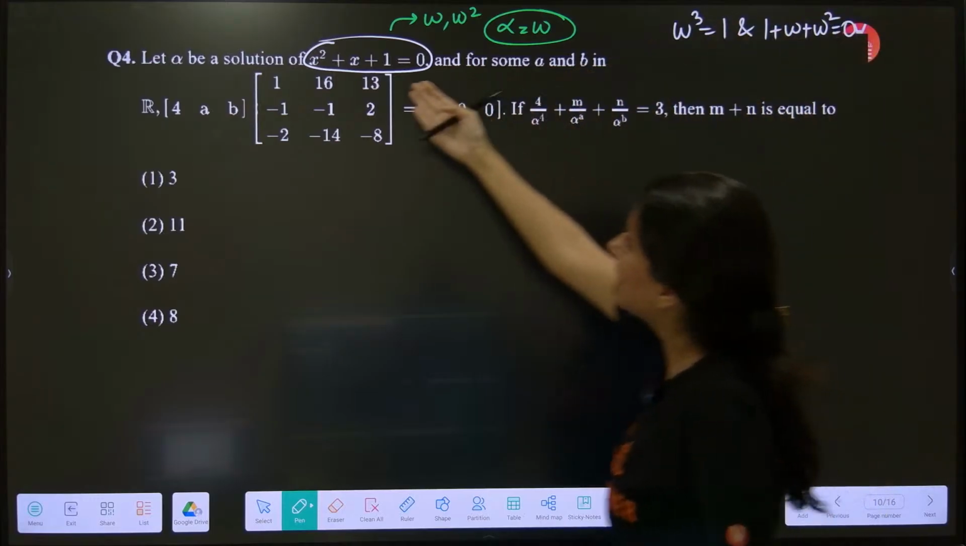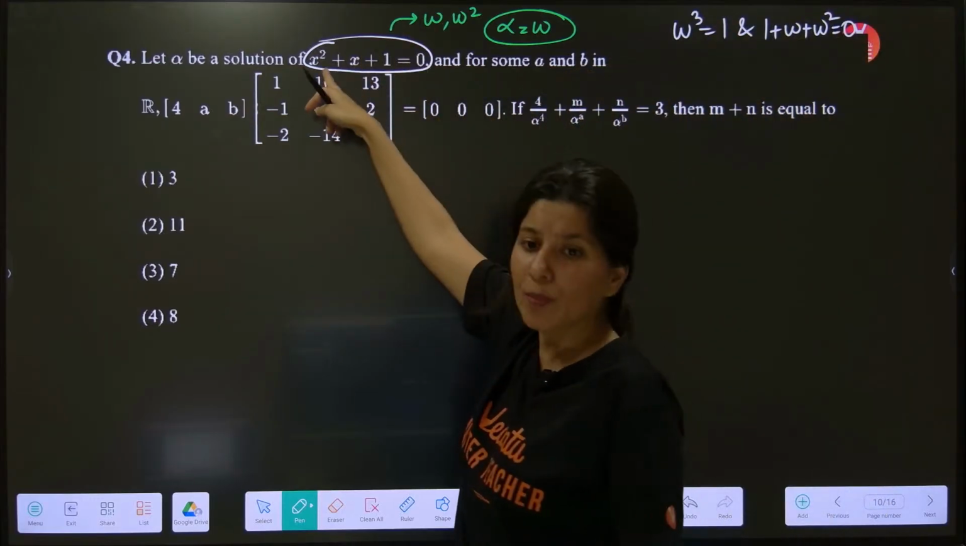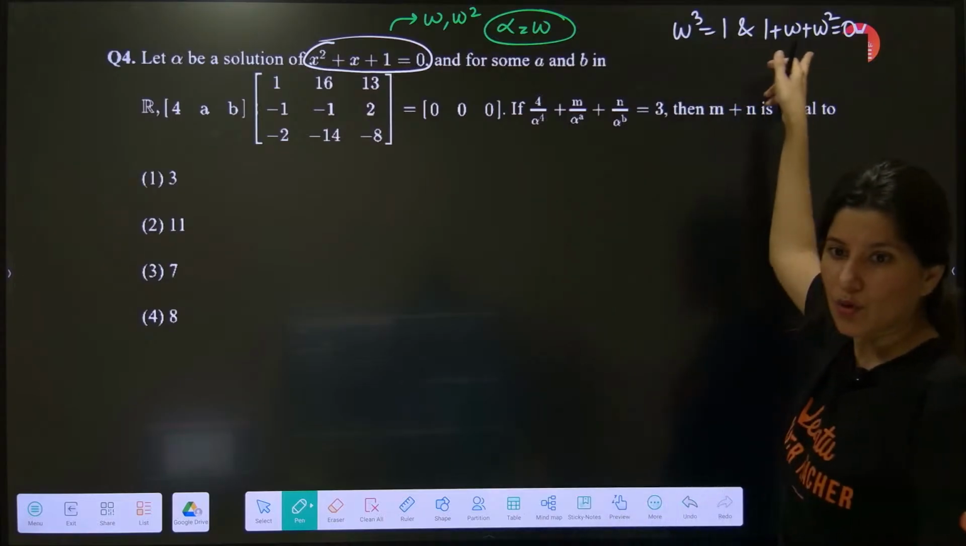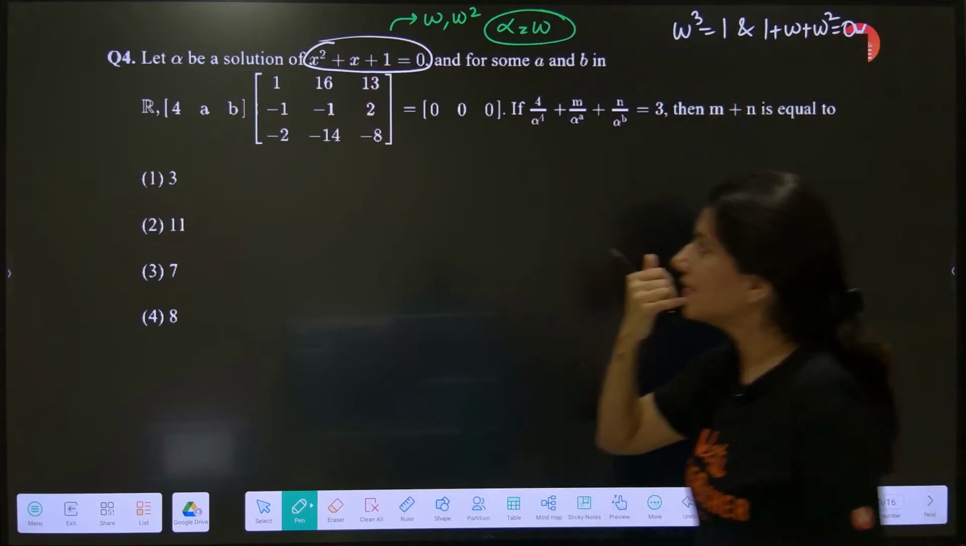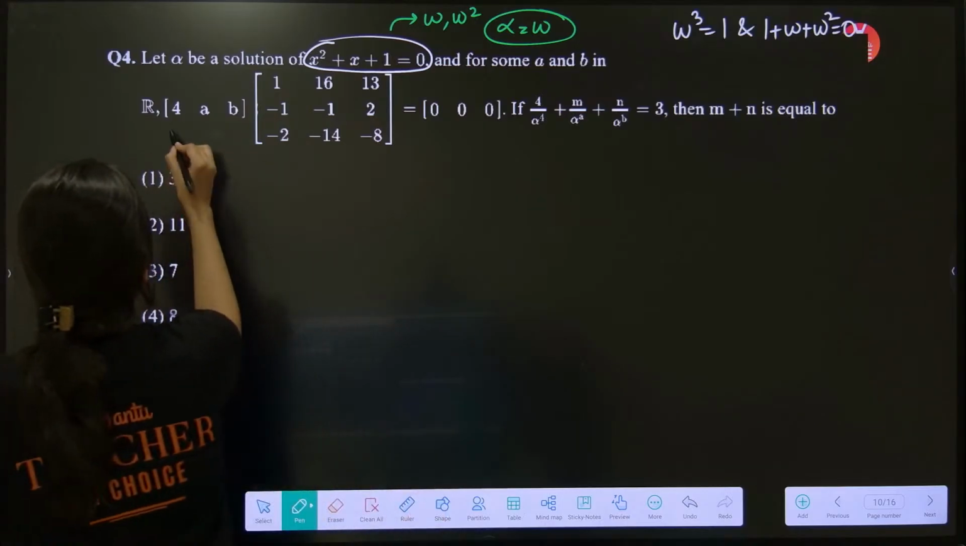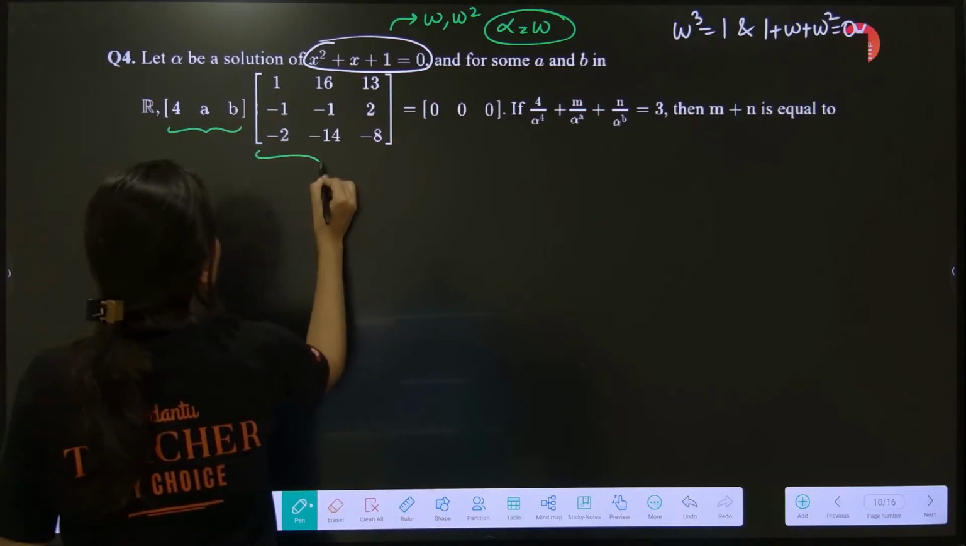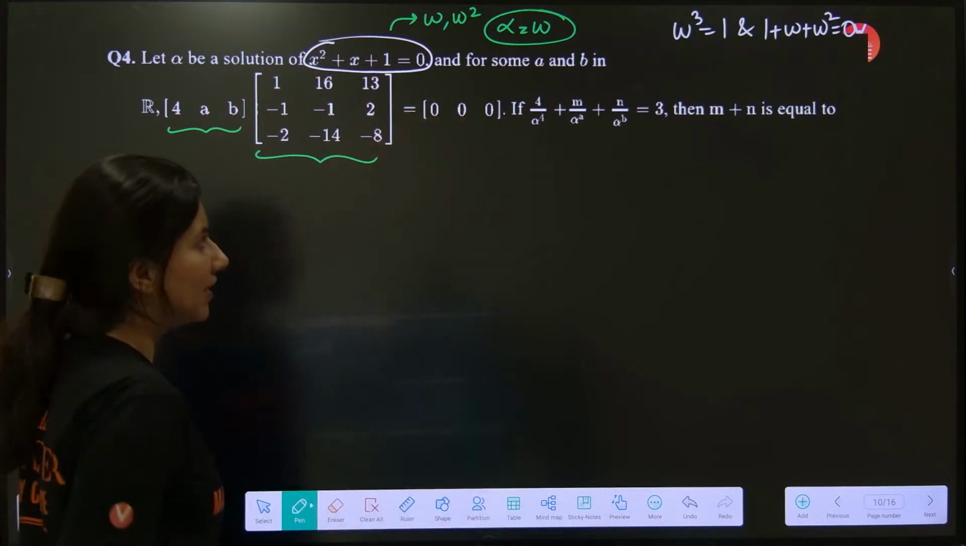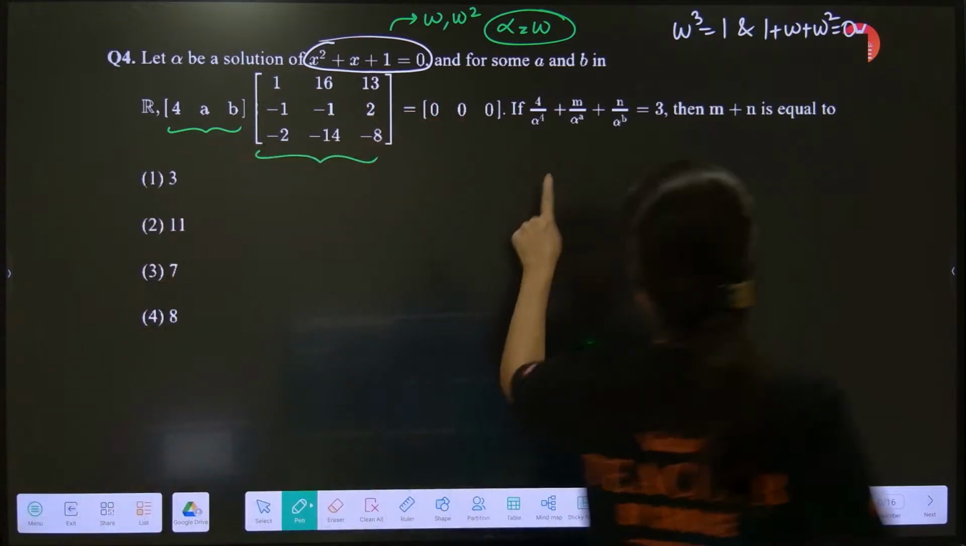By the way, that is clear from here. If omega is the root, omega will satisfy the equation, so you can put omega and make it 0. Now, omega is sorted. Now what they are saying is this matrix multiplied by this matrix will give you a null matrix.